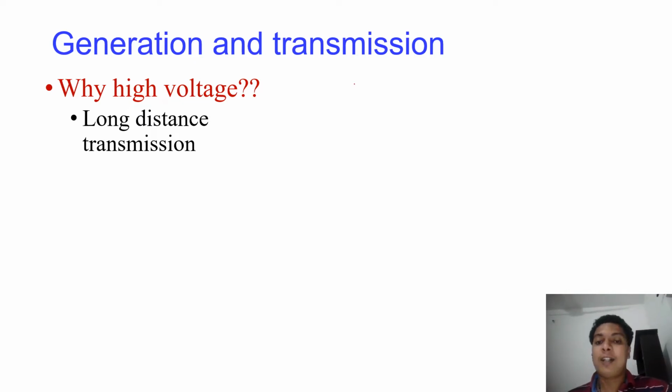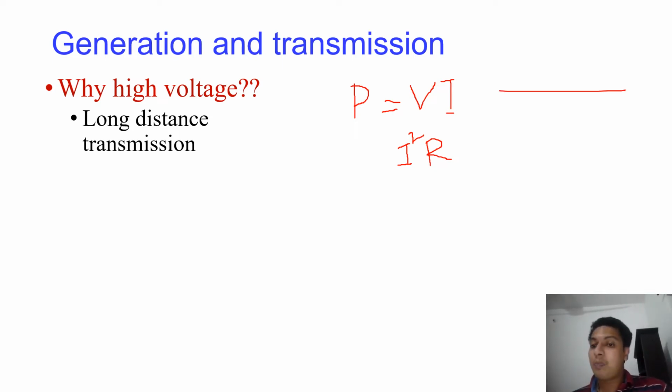You know that power is given by voltage into current, right? So power is given by voltage into current. And whenever your distance is very high, what will happen? Then your losses, given by I square R, right? So losses in the transmission line are given by I square R. So whenever your distance is so high, the losses between two points will become higher and higher.